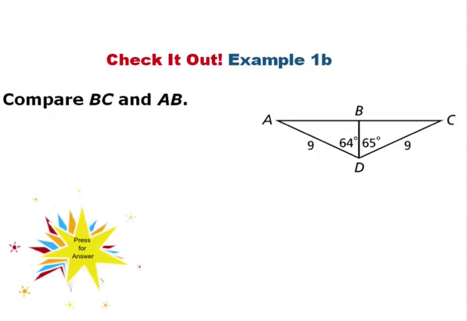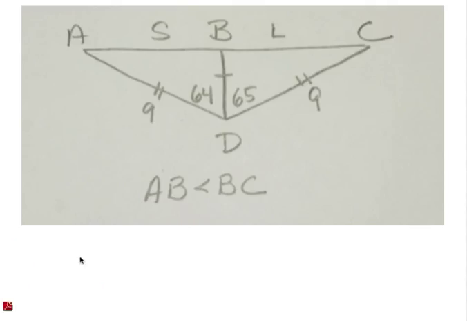Give this one a try. I would like you to compare segment BC and AB, the lengths of them. Press pause when you're ready to see the answer. Press play. Here we go. The shorter side is across from the smaller angle, the larger side across from the larger angle, so AB is less than BC.